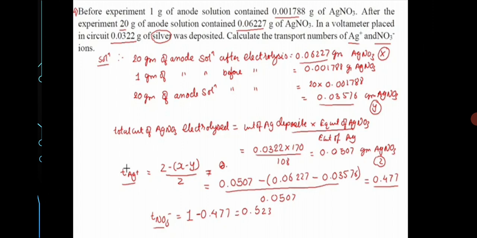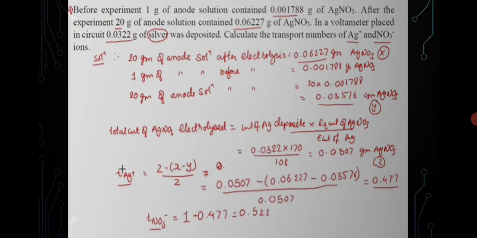Transport number of Ag plus is Z minus X minus Y divided by Z, which is equal to 0.0507 minus 0.06227 minus 0.03576, divided by 0.0507, which is equal to 0.477. Transport number of nitrate NO3 minus is 1 minus 0.477, which is equal to 0.523.